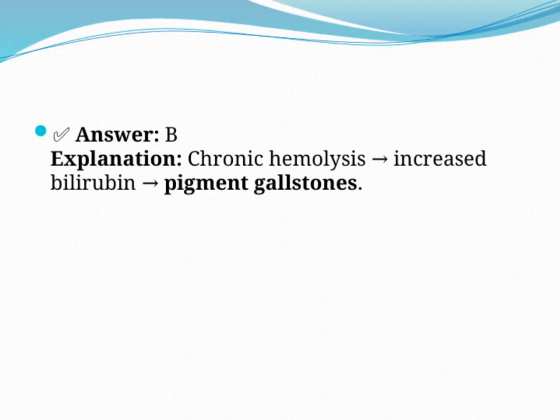Answer is B now. Let's break down why that's the correct choice. Chronic hemolysis, which is ongoing destruction of red blood cells, leads to an increase in bilirubin levels. As bilirubin builds up, it can cause pigment gallstones to form. These stones are primarily composed of bilirubin, and their development is directly linked to the excess bilirubin from the hemolysis.